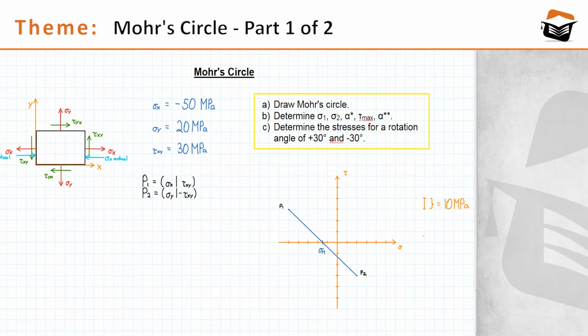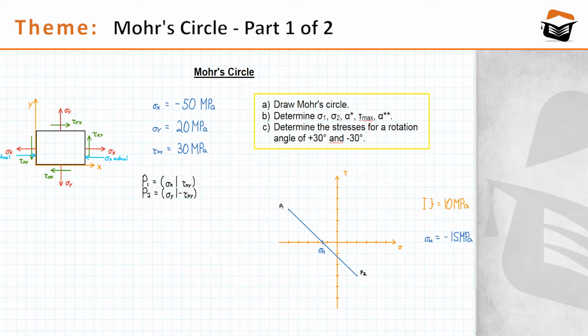So let me record it just for reference. Sigma m is equal to minus 15 MPa. Why is it negative? Because sigma m is in the negative sigma region.